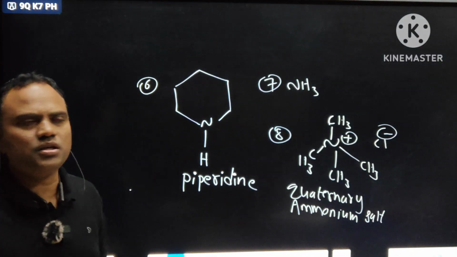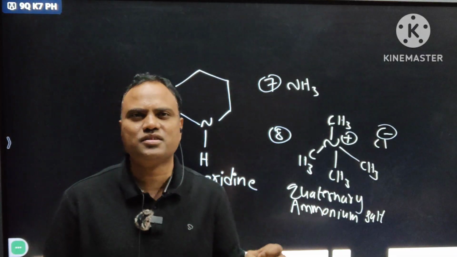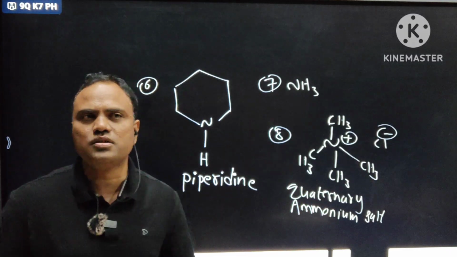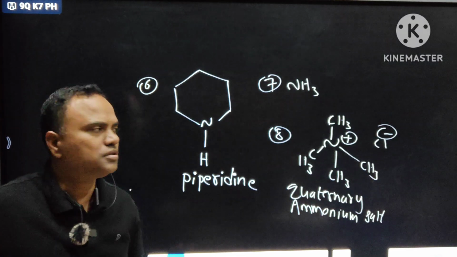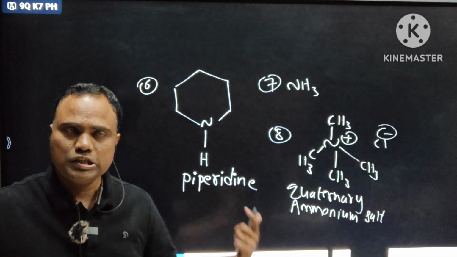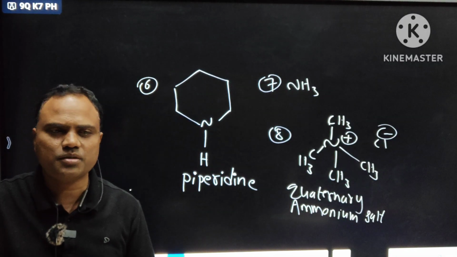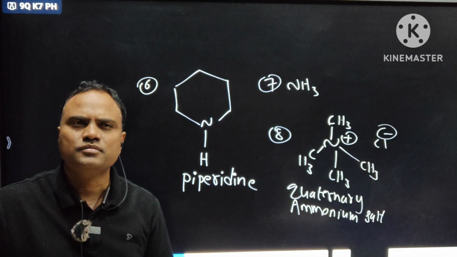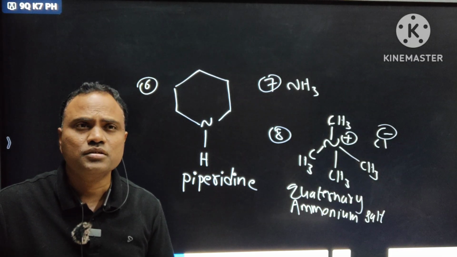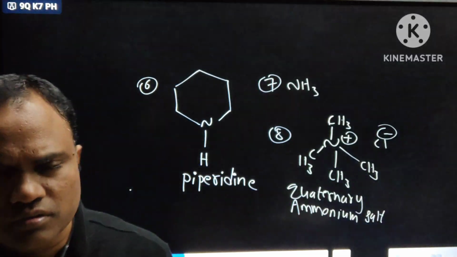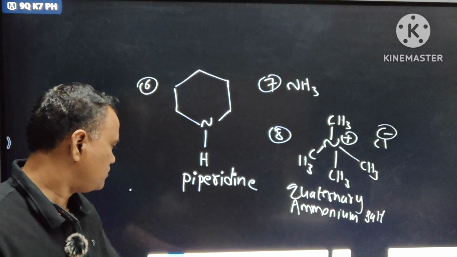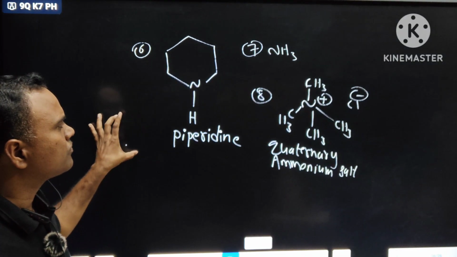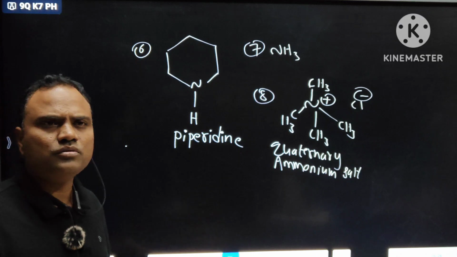While comparing the basic nature, we use these examples also. We'll compare the basic nature of aliphatic amine with ammonia and with quaternary ammonium salts. To compare the basic nature, sometimes we include these examples. Pyridine also, sir? Pyridine also, same case. Sorry. Is the screen okay now?